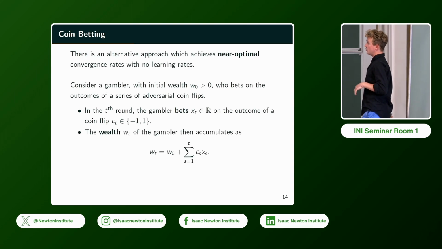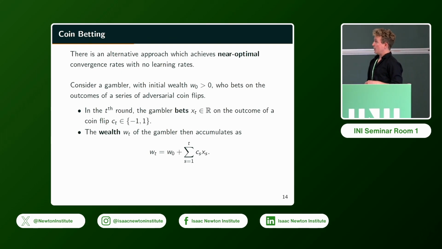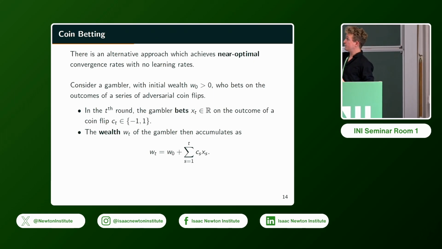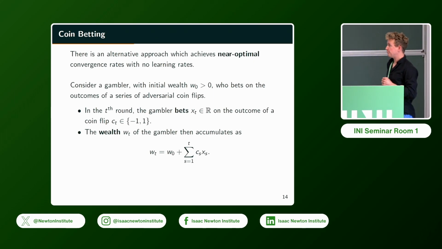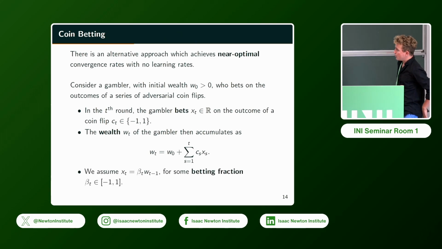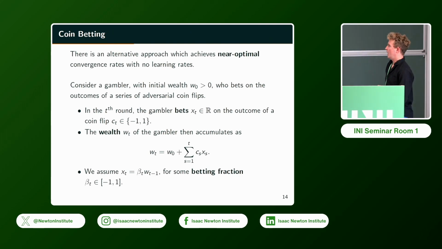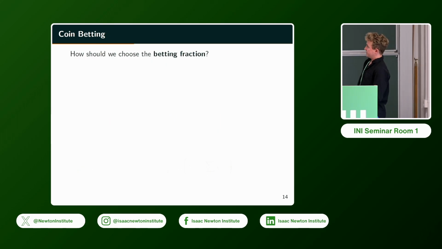Okay, so that's the setup. So we can write down the wealth of the gambler, and this is going to accumulate in this fashion. It's just going to be the initial wealth plus the product of the outcomes and the amount he bets each time. Okay, and we're going to make one final assumption, which is that the amount that the gambler bets is going to be equal to some fraction of his wealth at the previous time step. So the interpretation of this is that basically he can't bet more money than he has. Okay, so that's our setup.